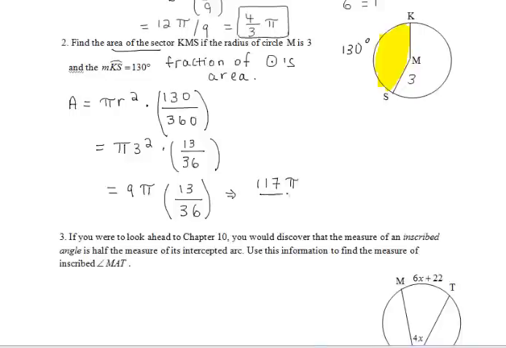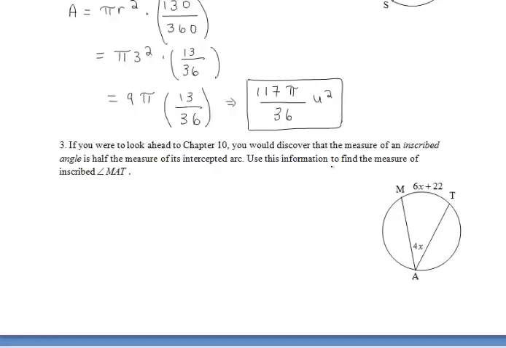Let's multiply across the numerator, which gives us 117 pi divided by 36. We can leave our final answer as an improper fraction. I included units squared on the end of the answer since we're talking about area. You'll learn more about that in a later chapter.